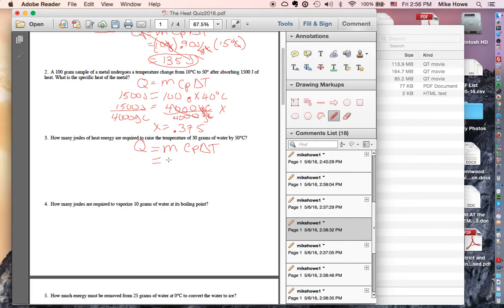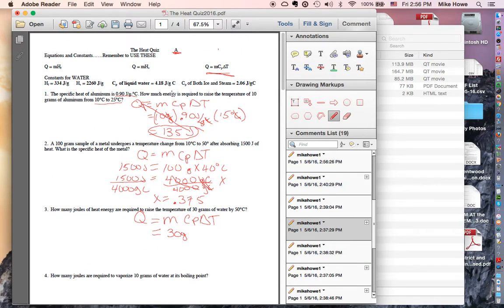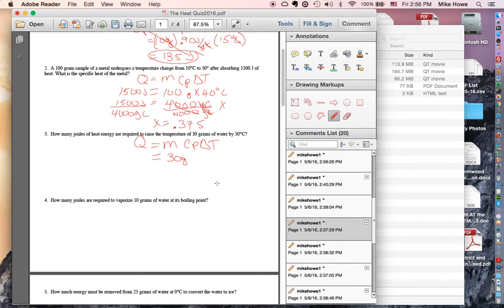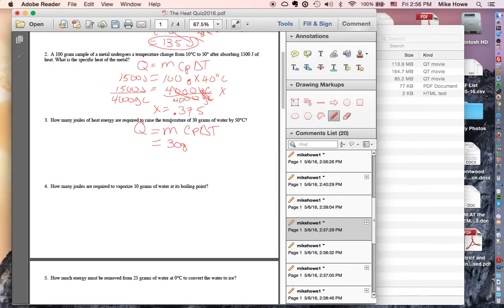In this problem, we know the mass, 30 grams. We're not given the specific heat capacity in the problem. But at the top of the page, we're given the heat capacity for liquid water. It's 4.18 joules per gram degree C. And since it says we're dealing with water, that's the specific heat capacity that we will use.